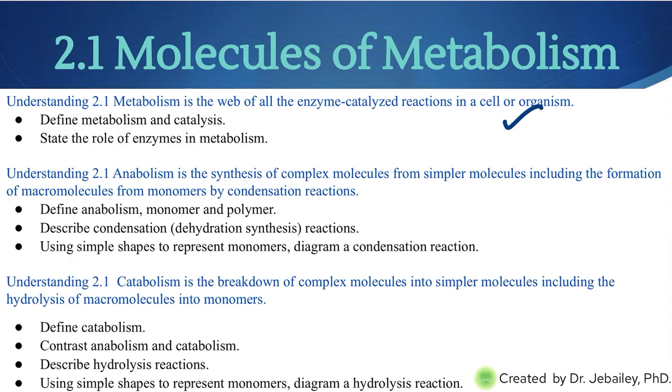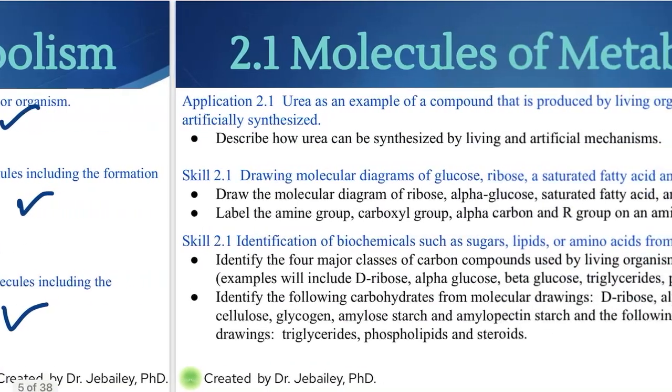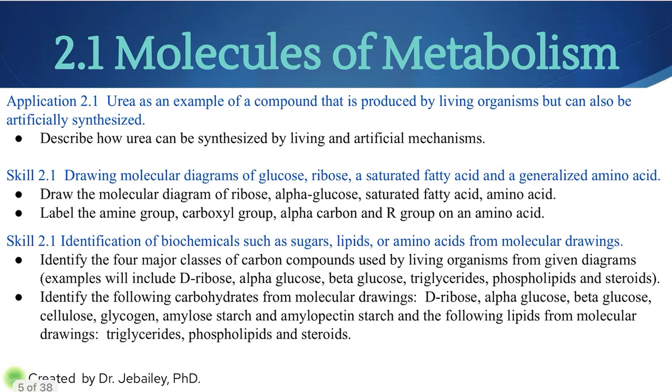We're going to talk about 2 ways: anabolism, which is the building of stuff, and catabolism, which is the breaking of stuff. Moreover, we're going to talk about how urea was actually able to be made inside a lab and not from a living organism, which took away some kinds of beliefs in the old times.